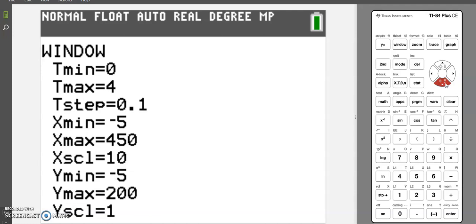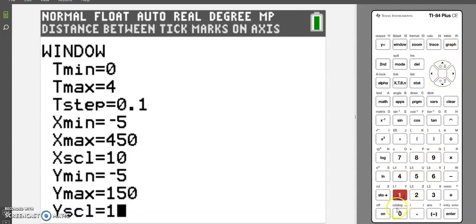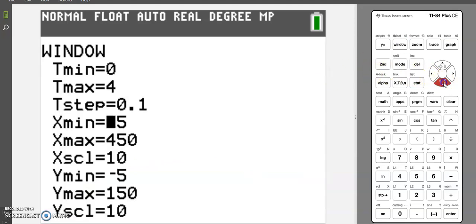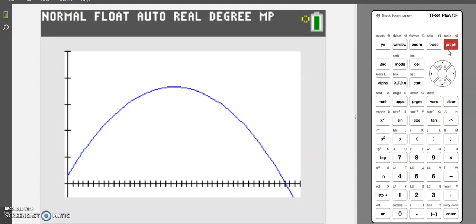How high does the baseball go? Not really sure. Let's go with 150 feet. Not sure what that'll be, but I'll make our Y scale 10 too. So that takes care of that. And let's just take a look and see if our window is going to handle that. Oh yeah, the ball doesn't go near that high. I would say put 50 feet for the height of the ball. Didn't go very high at all. So we'll change that to 50, and let's take a look at the graph again, and that'll work.